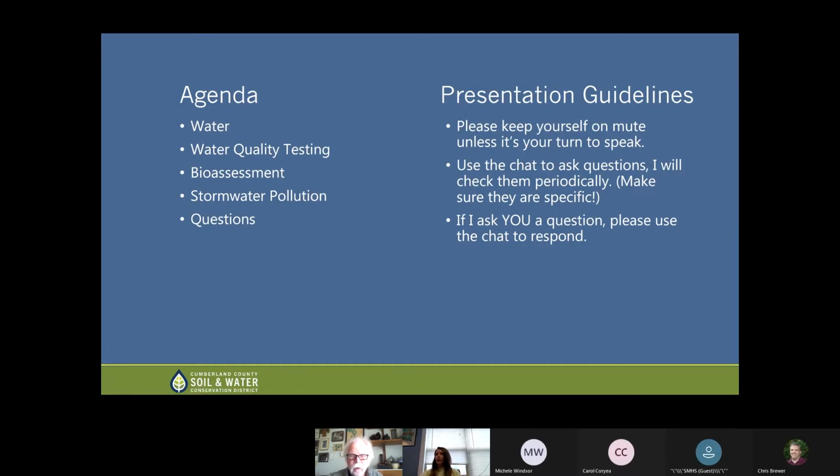So we'll start out with water and looking at how water moves around the world and what happens to it when it gets onto the ground. We'll also be looking at how we can tell if that water is healthy and the ways that we measure the health of the water. Some of them will be water chemistry tests as well as a bioassessment. We'll also be looking at stormwater pollution and some of the different ways that water can become unhealthy.